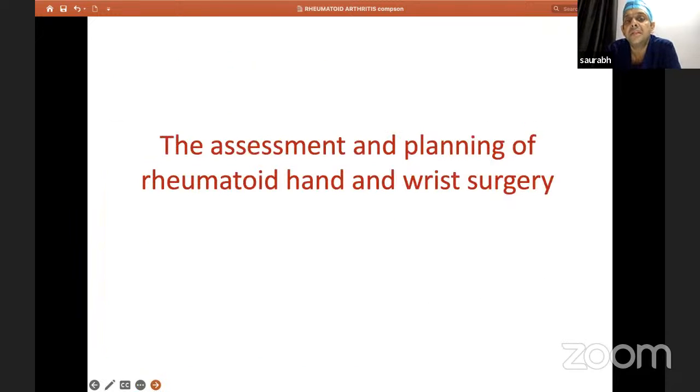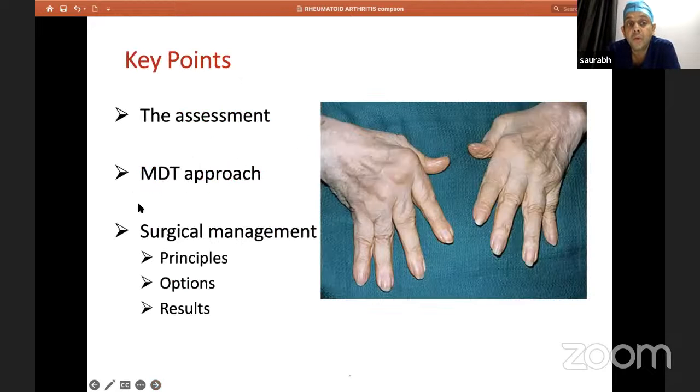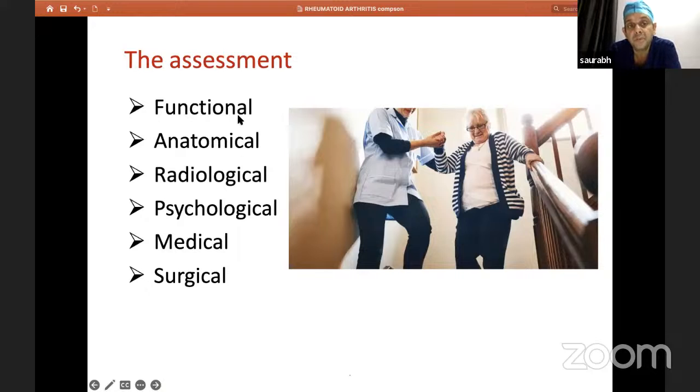So how do we assess a rheumatoid patient? Because the assessment in a rheumatoid is very different to the assessment in an osteoarthritic patient. And then how do we plan the surgery: the principles, the options, the results? So key points will be assessment and your MDT approach, bring this out in the exam, and surgery will be all about the principles, the options you have, and finally the results. What does the literature say? So assessment should be in all these parameters: functional, anatomical, radiological, psychological, medical, and then surgical assessment.